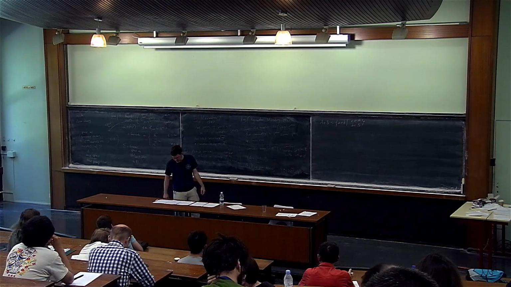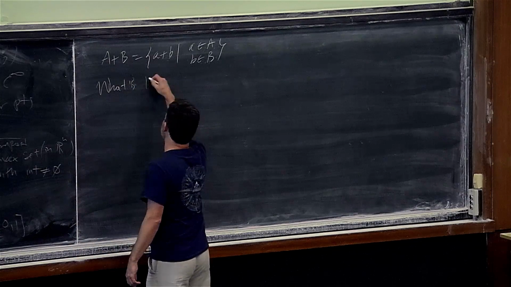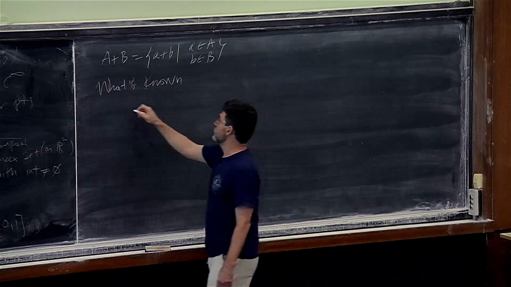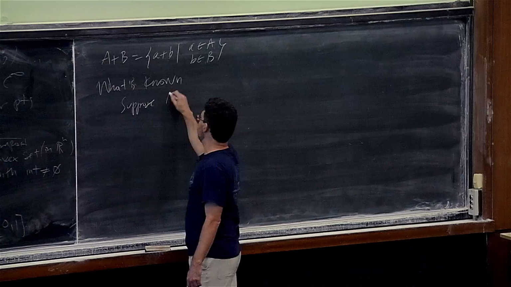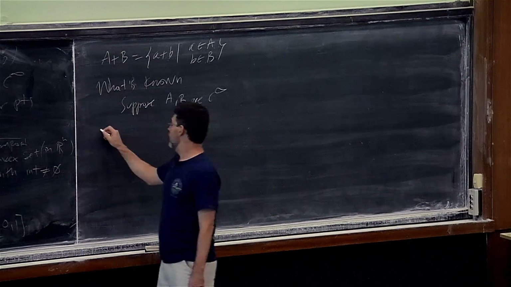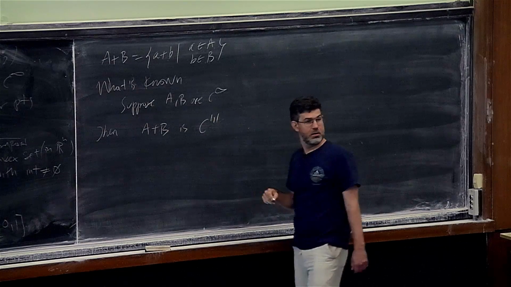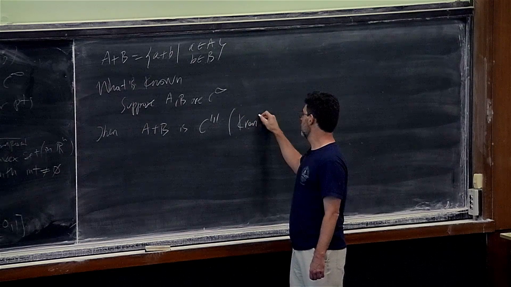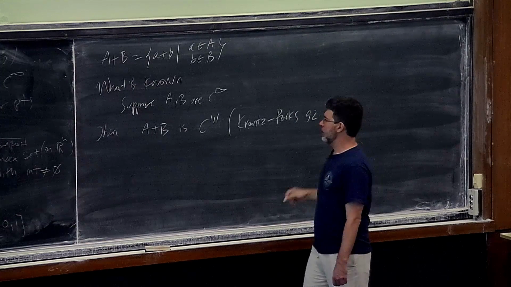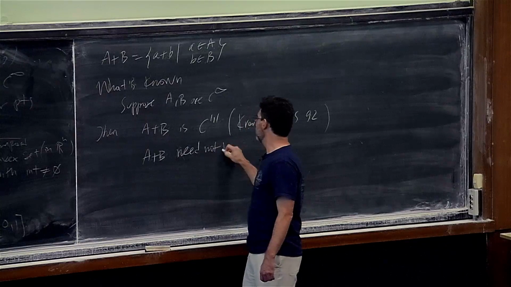And what is known really about regularity of the Minkowski sum? I'll just state a special case. So suppose A and B are C infinity, which means that the boundary is a C infinity submanifold. Then what is known is that A plus B is always C1,1. So this is a theorem of Kranz and Parks, 92, I believe. And it need not be C2.